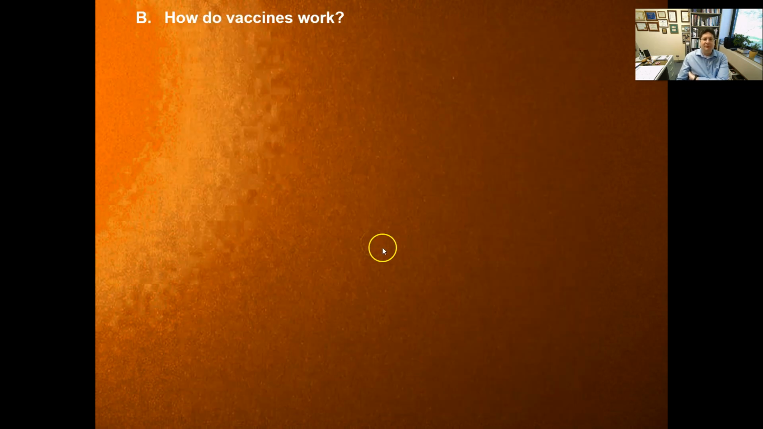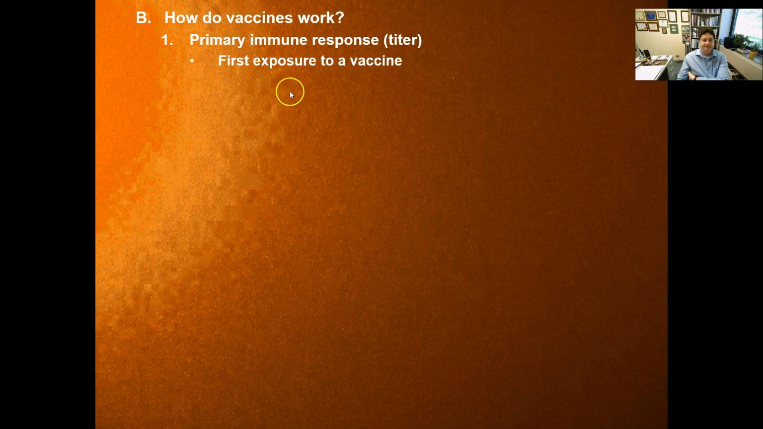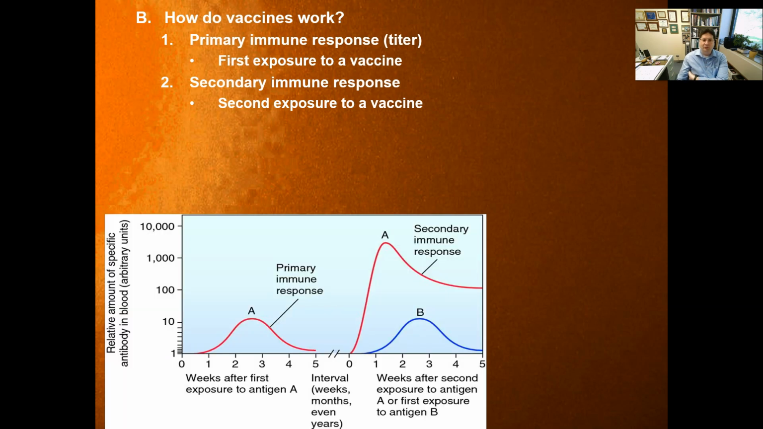So how do vaccines work? When you are first given a vaccine, like I said, that kicks in your immune system. This is called the primary immune response, or titer. This refers to the first exposure to a vaccine. The secondary immune response is the second exposure to the vaccine, and this would also work if you contracted a disease naturally. The first time you get a disease, you would trigger a primary immune response, then the second time is a secondary immune response.